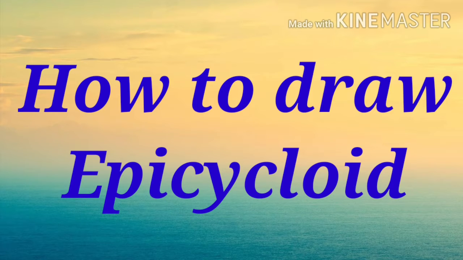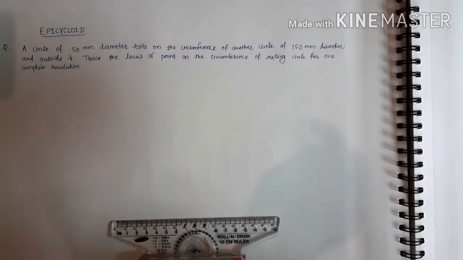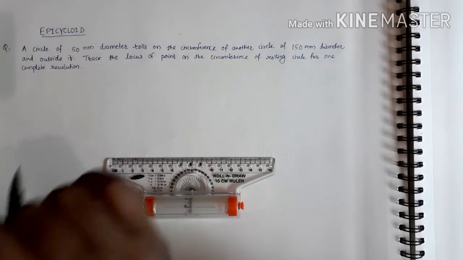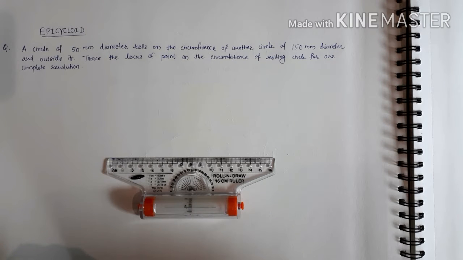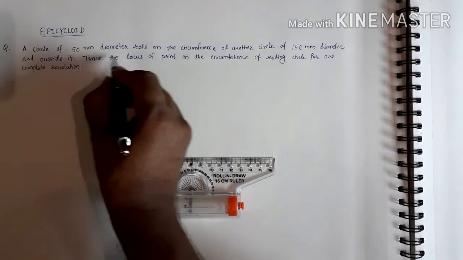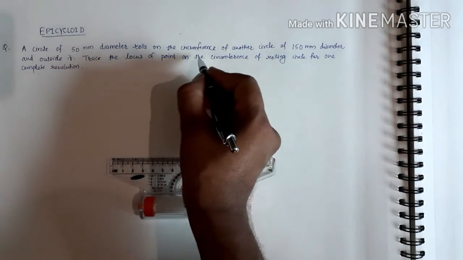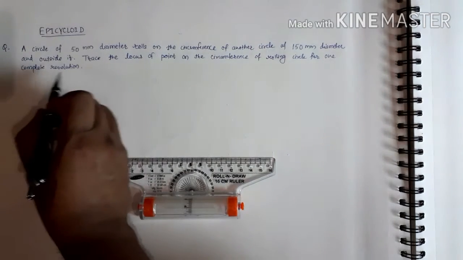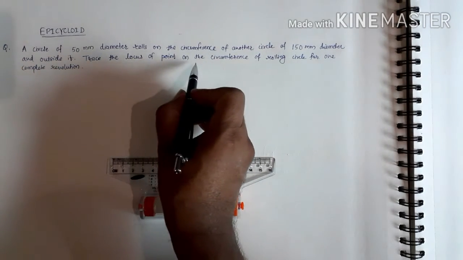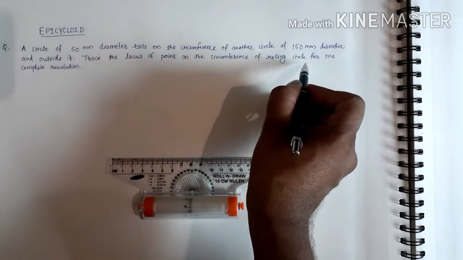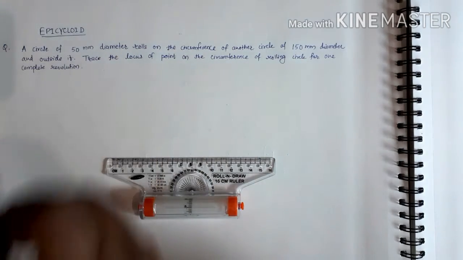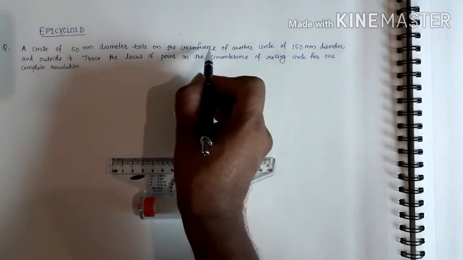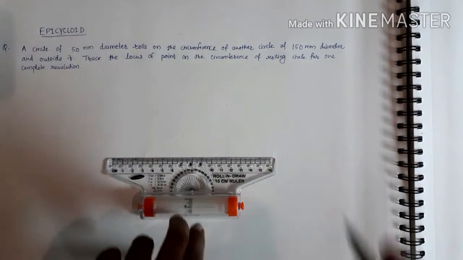In this video, we will see how to draw an epicycloid. Okay, so the epicycloid question is: a circle of 50 mm diameter rolls on the circumference of another circle of 150 mm diameter, and outside it. Trace the locus of a point on the circumference of the rolling circle for one complete revolution. So a circle of 50 mm diameter rolls on another circle of 150 mm diameter.